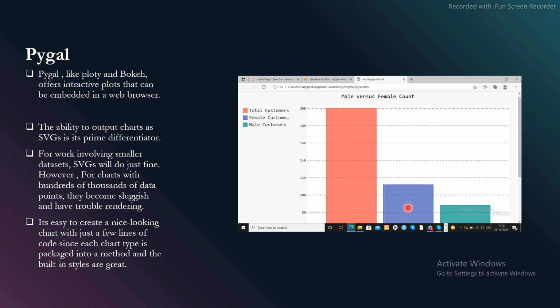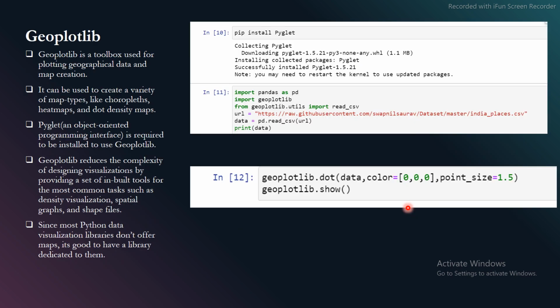But in a visual form. So the Pygel is also interactive, but it opens the visuals in a browser, and it's interactive, right? So Geoplotly, if you have a map, right? You want to create a map like heat maps, dot density plots. Geoplotly also reduces the complexity of designing visualizations by providing a set of inbuilt tools for the most common tasks such as density visualization, spatial graphs, and shape files.